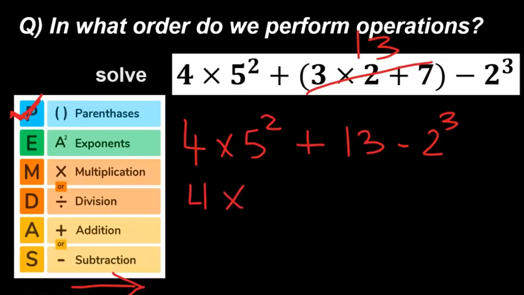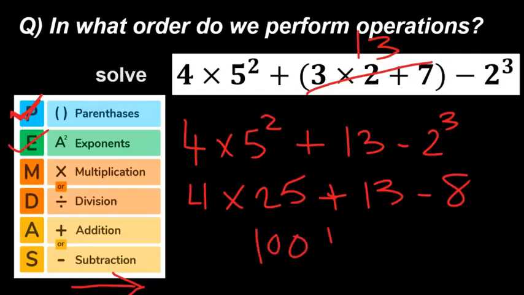4 times 25 plus 13 minus 8. You see, I did the parentheses. The exponents, I already had them. Now we move on to multiplication, and we can see there's only one multiplication here. 4 times 25 plus 13 minus 8.